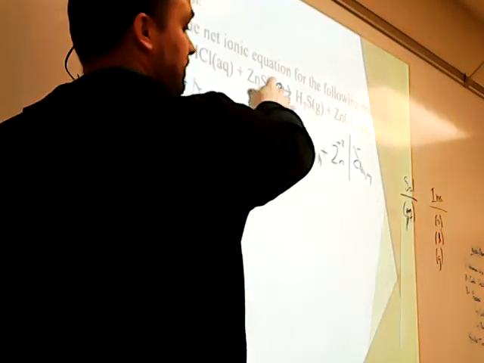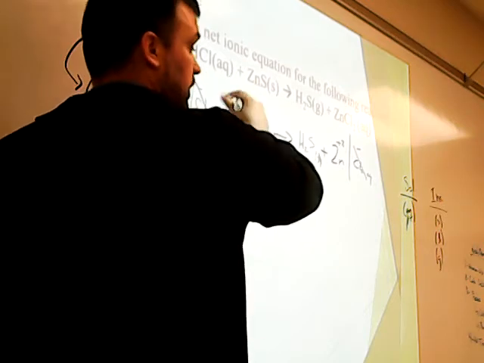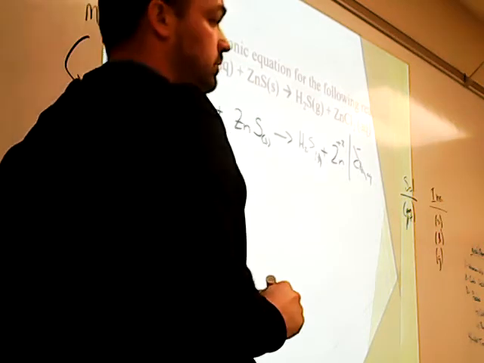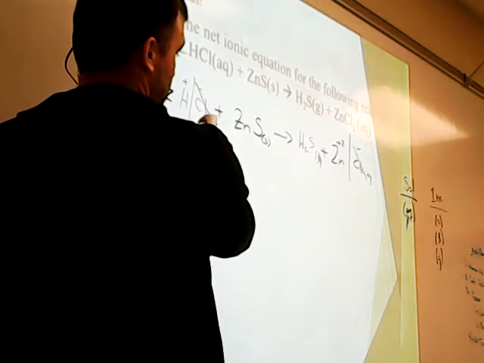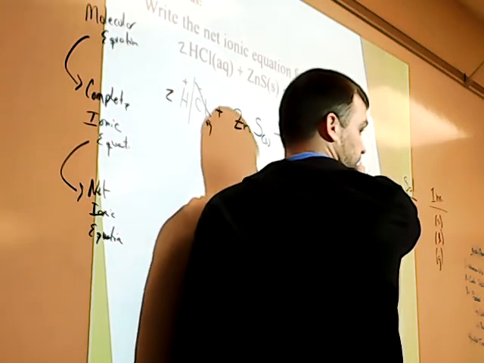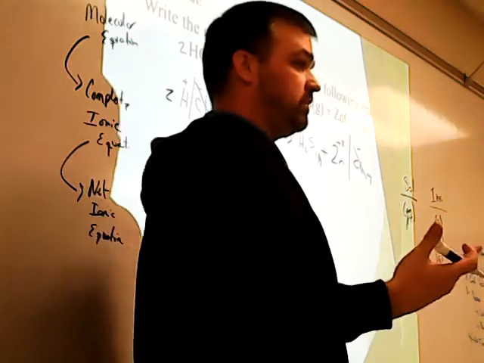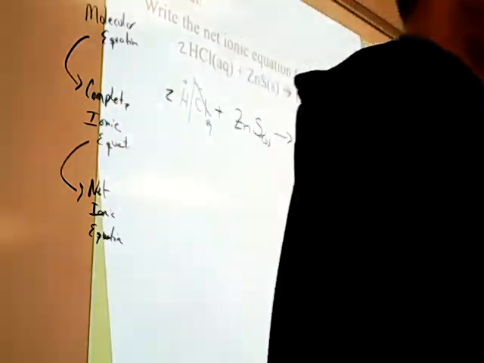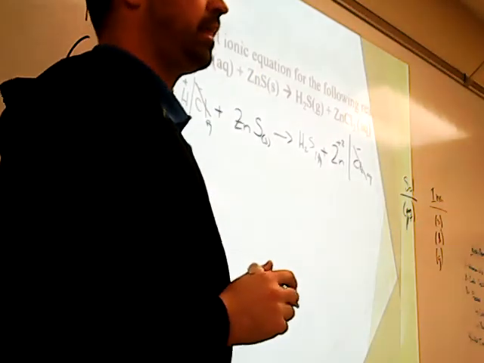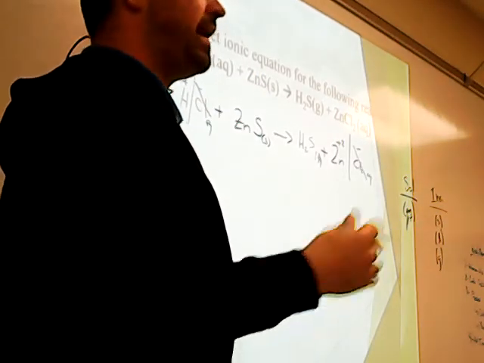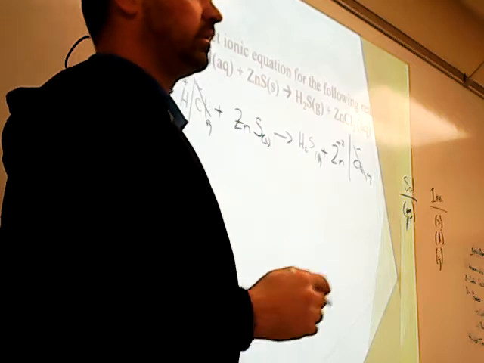And if we would have balanced this before we started, there would have been a 2 right here, which means how many chlorines did we cancel out? 2. So it makes sense. If you balance this right and you cancel out your ions, you'll be canceling out the same amount on both sides. Do we have to balance it? You will balance it before. Yes.